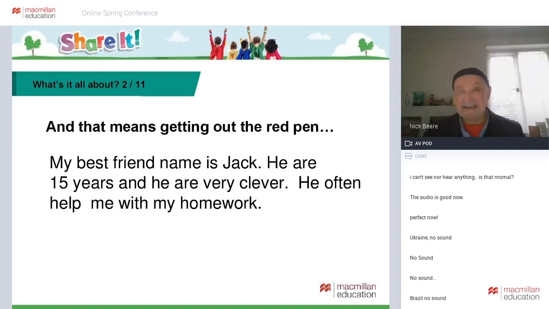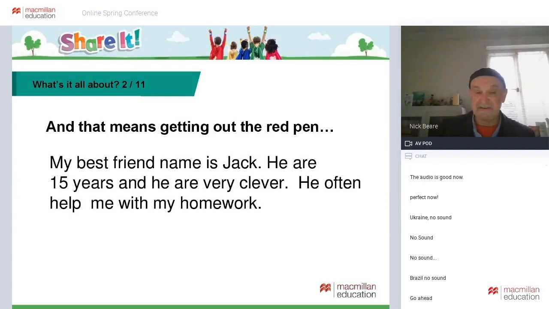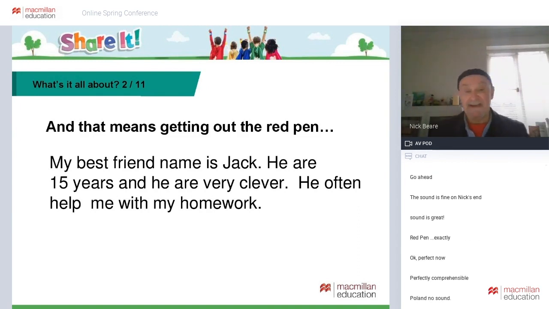Right, let's move on to the next one. I can't seem to move on actually, anyway. Right, now the problem is that means getting out the red pen for correcting mistakes. You've got a simple little text like this. So imagine this is some student talking. And if the student talks, really, you can understand it perfectly well. My best friend name is Jack. He are 15 years old and he are very clever. He often helped me with my homework.